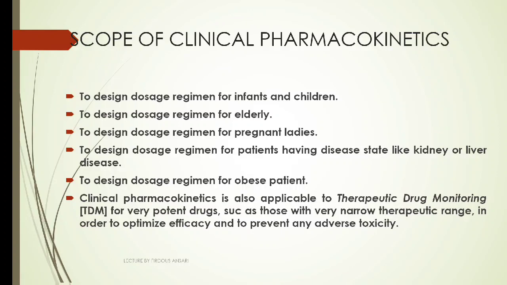Apart from these different populations, another area where there is a big scope of clinical pharmacokinetics is therapeutic drug monitoring for very potent drugs, such as those with a very narrow therapeutic range, in order to optimize efficacy and to prevent any adverse toxicity. These all are the scope of clinical pharmacokinetics.